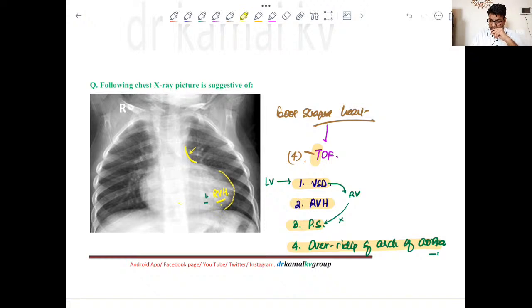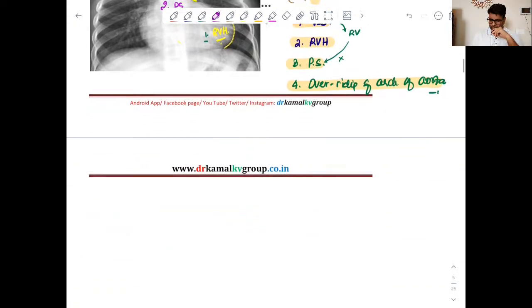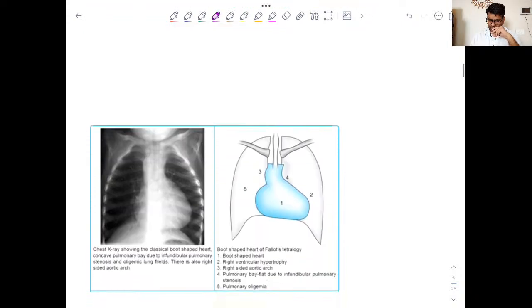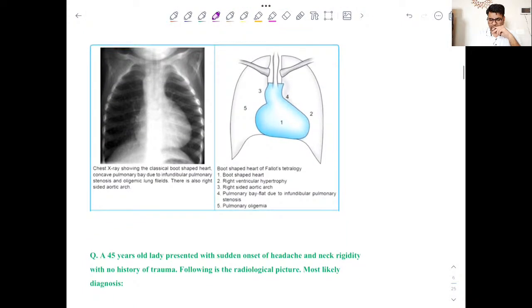So there are two reasons for this appearance. One is right ventricular hypertrophy and the second is pulmonary stenosis, right? And therefore you get a typical boot-shaped heart. Okay, so I think now you must have understood the concept. So again, there is lifting of the apex, right ventricular hypertrophy, and pulmonary stenosis. That is what gives you a typical boot-shaped heart of Tetralogy of Fallot. So I think now you won't err in this kind of question.